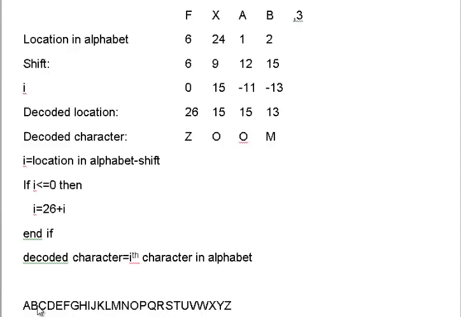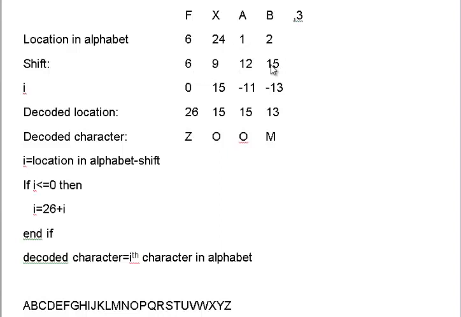Now, the next thing I'm going to do is to find the shift. The formula for shift is 3 times position plus 3. Because F is the first character, it's 3 times 1, which is 3, plus 3 is 6. X is the second character, so 2 times 3 is 6, plus 3 is 9. And then as you can see, each one of them is incremented by 3. So these are the shifts.